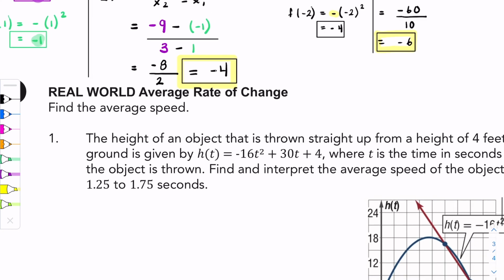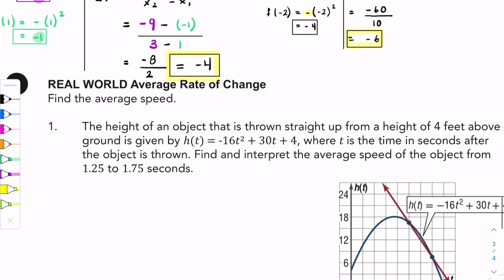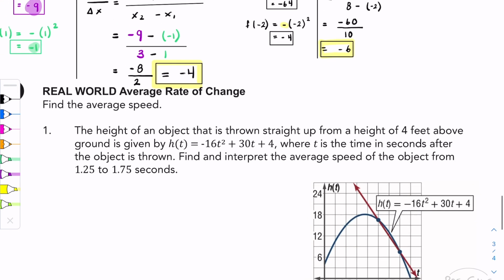And lastly, we have a real world problem. So we're looking for the average speed here. The problem says that the height of an object that is thrown straight up from a height of 4 feet above the ground is given by h of t is equal to -16 t squared plus 30t plus 4, where t is the time in seconds after the object is thrown. Find and interpret the average speed of the object from 1.25 to 1.75 seconds.